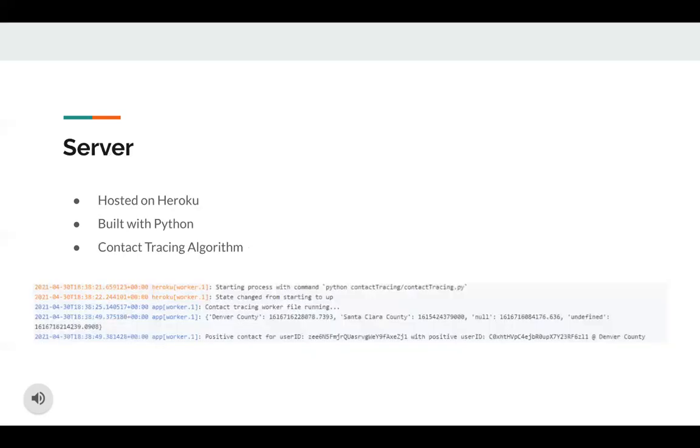Apart from the mobile app, we also had a server. This server was hosted on Heroku, built with Python, and is where our main contact tracing algorithm lived. Below you can see a picture of the contact tracing file running on the server and finding a positive contact for one of our users.